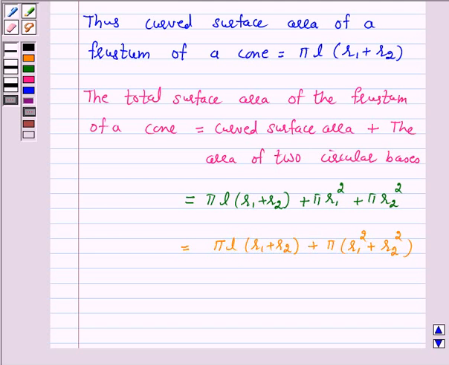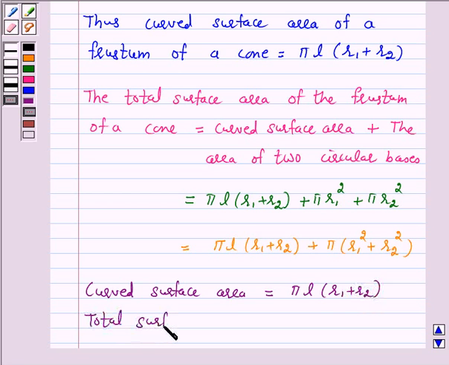Hence, the answer for the above question is curved surface area is equal to pi L into R1 plus R2 and total surface area is equal to pi L into R1 plus R2 plus pi into R1 square plus R2 square.